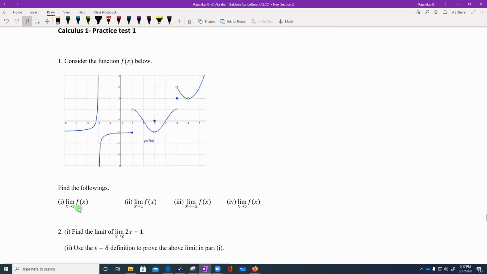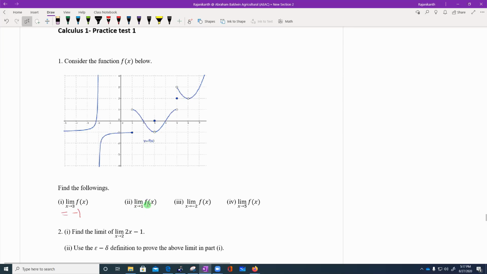So when x approaches 3, where's 3? Okay, 3. You have to find the limit value, so you have to look at the curve here, which is negative 1. Do you see that? Say yes or no. Yes. Good. What is next one?